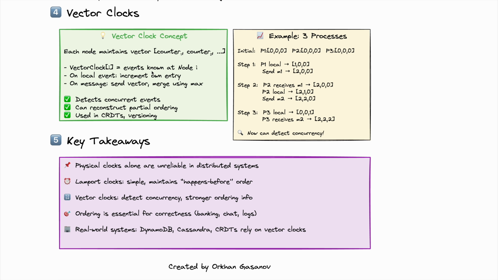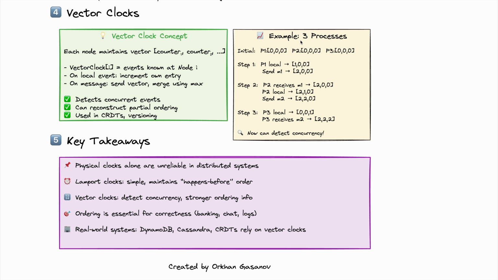So we are maintaining the vector clock, which tracks the events known at the node. On a local event, we increment its own entry, and on a message sent, we merge the vectors. So what is useful about vector clocks? They detect concurrent events. Unlike the Lamport clock, they can construct a partial ordering, and they are used in versioning.